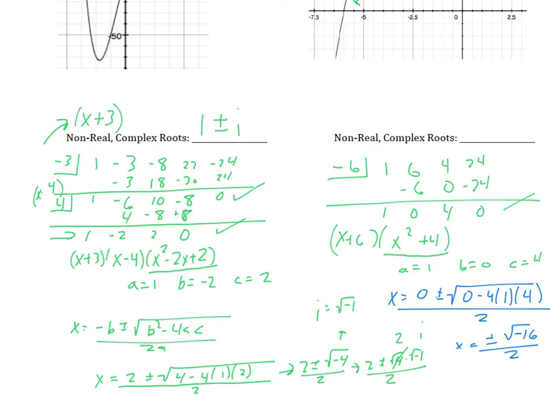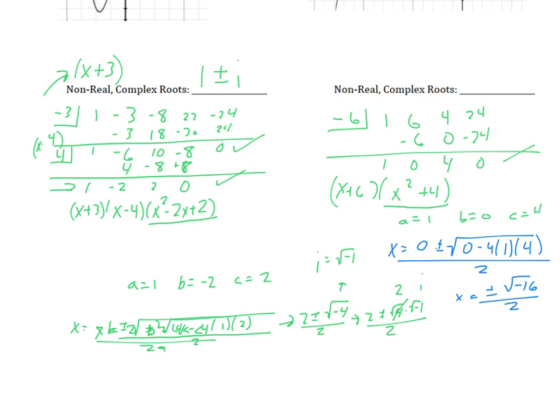Almost done. Well, again, we've got the square root of a negative number, so we can factor out that square root of negative 1 and turn it into an i. So we've got x equals plus or minus the square root of 16 times i over 2, but the square root of 16 is just 4. 4 divided by 2 is 2. So x equals plus or minus 2i.